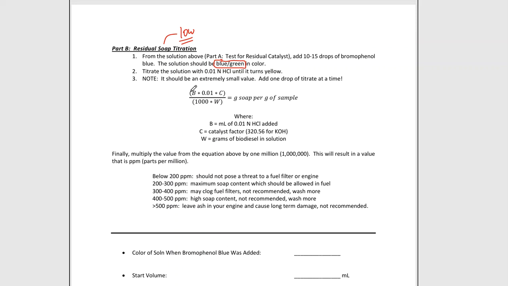Next, number 2, it says titrate the solution with a very weak solution of hydrochloric acid until it turns yellow. So this is not going to take a lot of time at all.